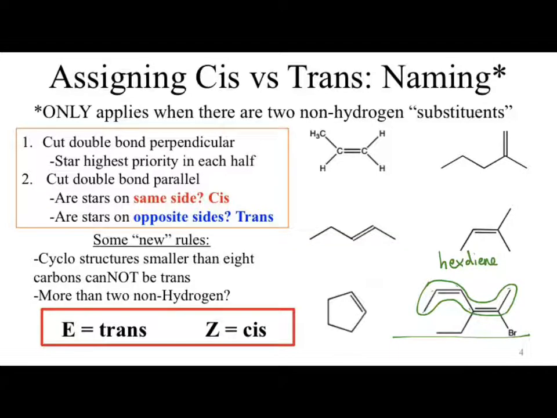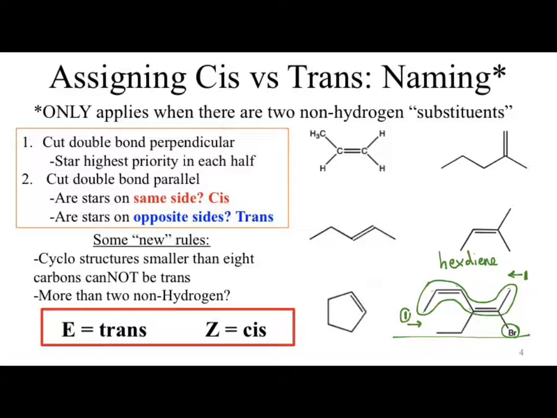Hexdiene, so 2 double bonds. Where are those double bonds now? Now we have to go through and number. We've got 2 options. We can start our 1 over on the right-hand side and move right to left, or we could start our 1 over here and go left to right. Which one's the appropriate way to number? Right, the one on the right first. We're going to go right to left. Why? Because our bromine substituent would show up earlier in that case. Our first substituent gets a lower number.